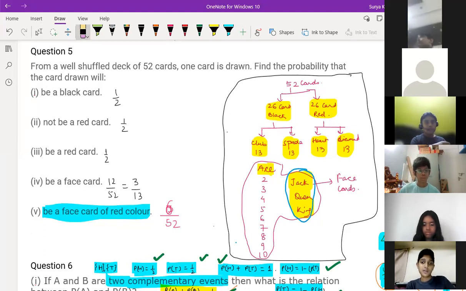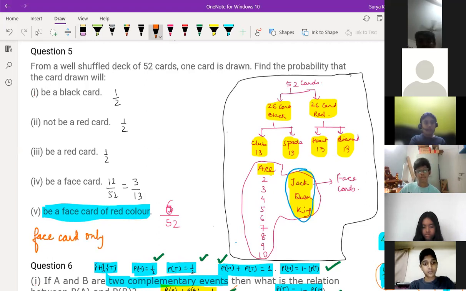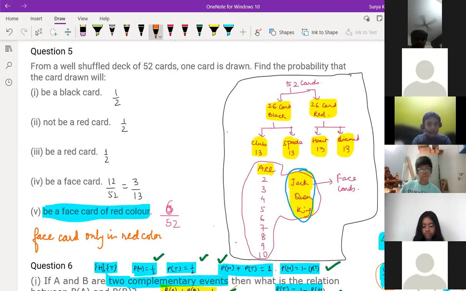Sir, if he tells face card of red card. Red card, yes, sir. Red card or red color, both are the same only, no? Red card is not red color, sir. It is red, sir, but if they ask like this, Sai Charan, face card only in red color cards, then the red color cards we're comparing in red color cards. A face card are how much, that you should take.